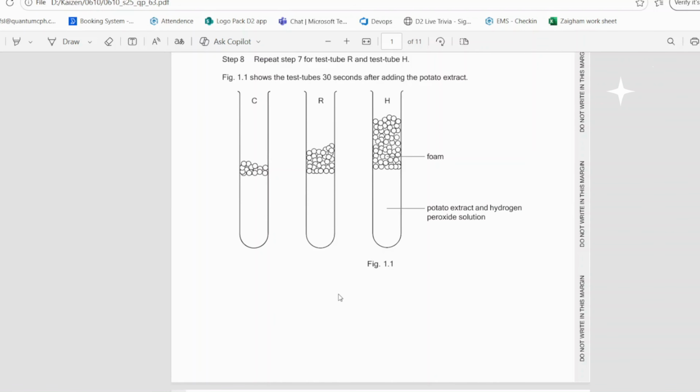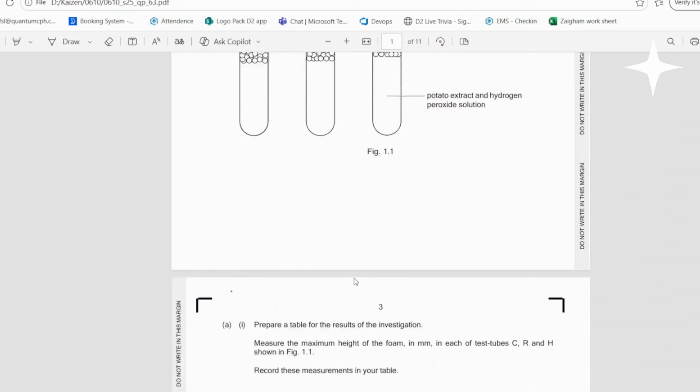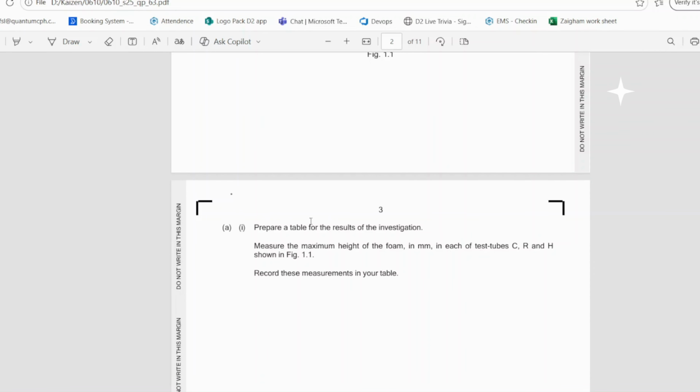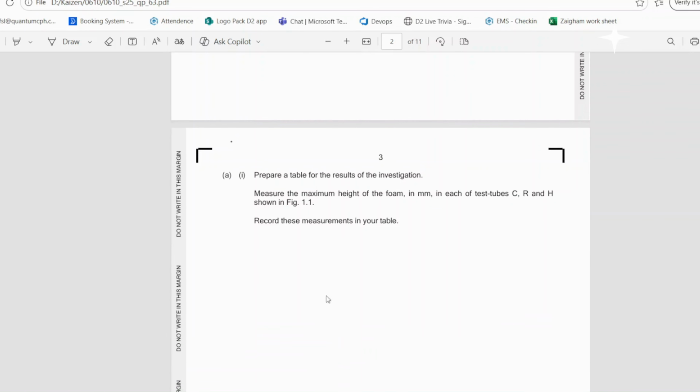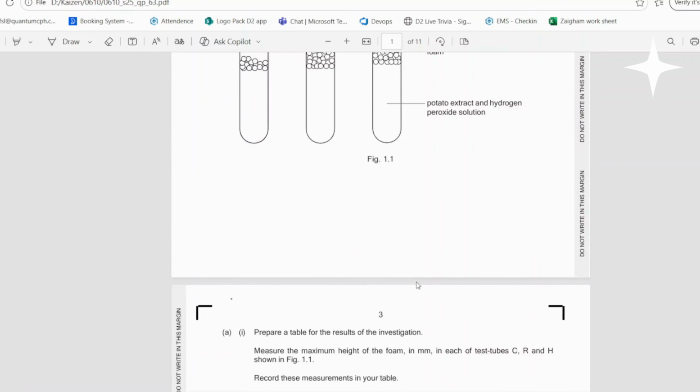Let's say the H has, okay, which test tube has the highest activity of enzyme? H. Exactly, because more volume of oxygen is produced, and in C it's least. Okay, prepare a table for the result of the investigation. Measure the maximum height of the foam in millimeter in each of the test tubes and record these measurements in your table.